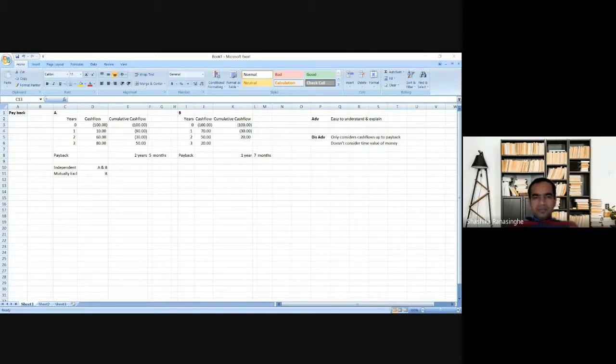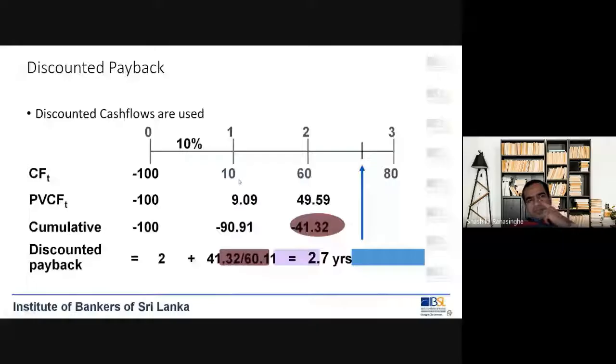Now to address that issue, there is a concept called discounted payback. On the discounted payback, the only difference is you discount your cash flows. Can you remember calculating present values? Under discounted cash flows, you have to calculate present values of each of these cash flows and finally calculate what is called the net present value, the total of all present values.